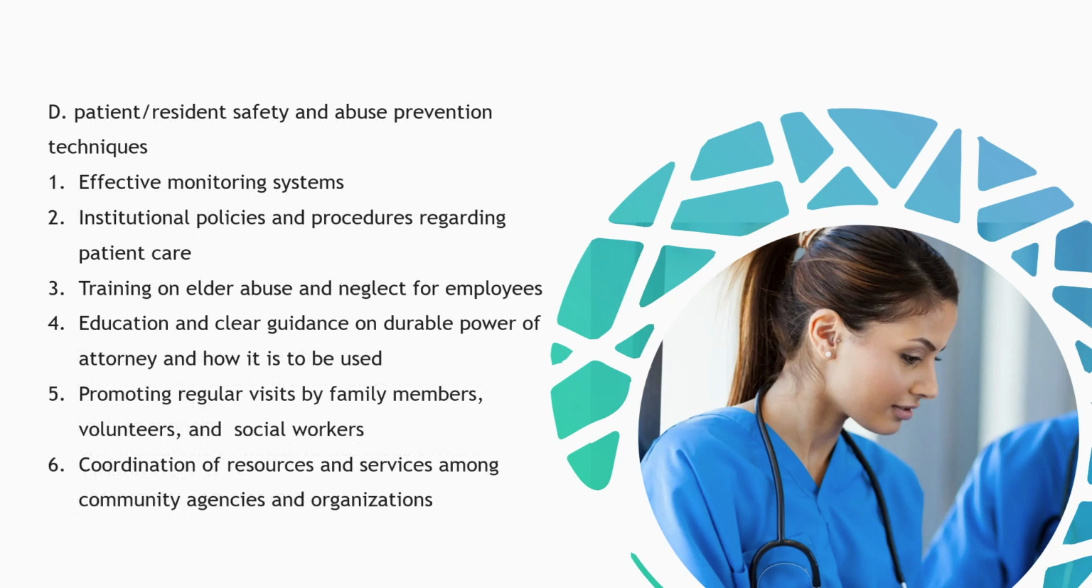Patient or resident safety and abuse prevention techniques. Effective monitoring systems. Institutional policies and procedures regarding patient care. Training on elder abuse and neglect for employees. Education and clear guidance on durable power of attorney and how it is used. Promoting regular visits by family members, volunteers, and social workers. Coordination of resources and services among community agencies and organizations.